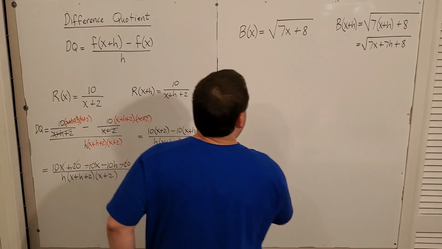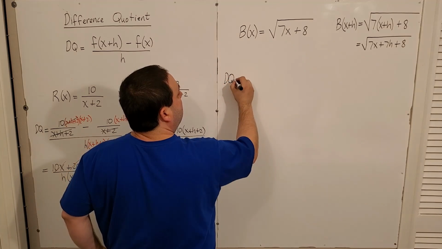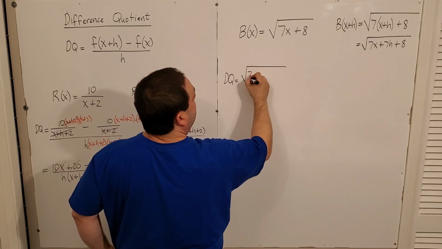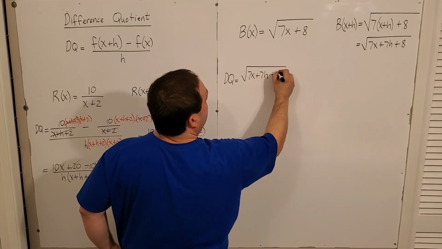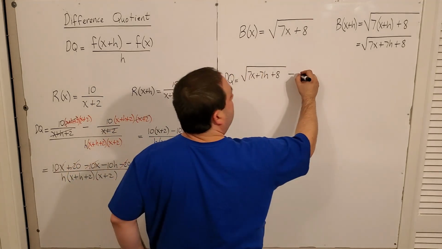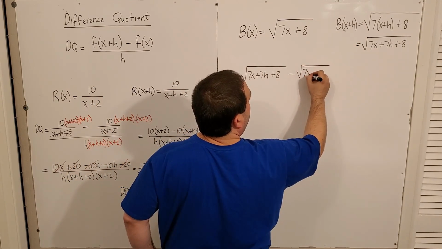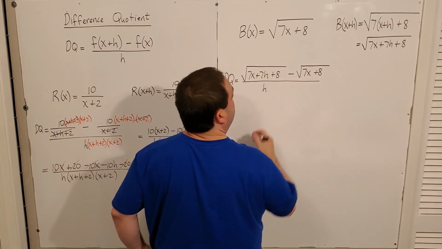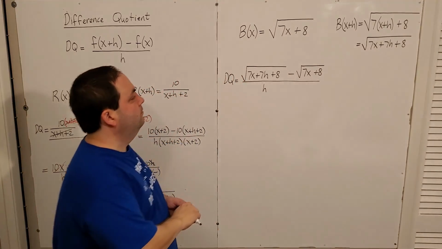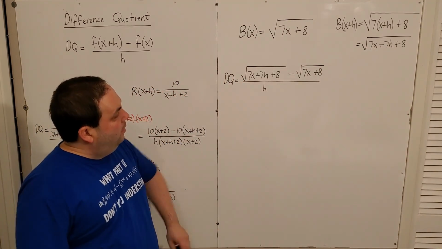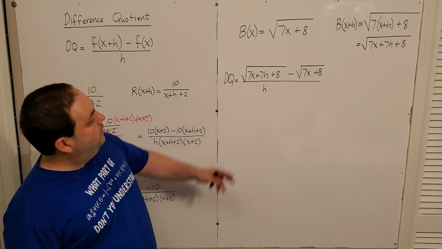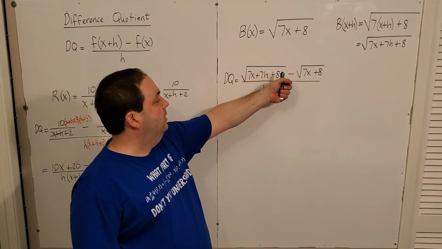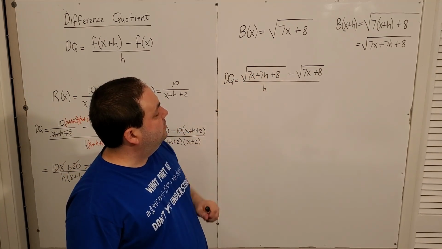So then my difference quotient is b of x plus h minus b of x, all over h. Now, what we are left with to do is to get rid of these radicals. We would like to be able to combine all of those and get the things that I need out to reduce with this h.